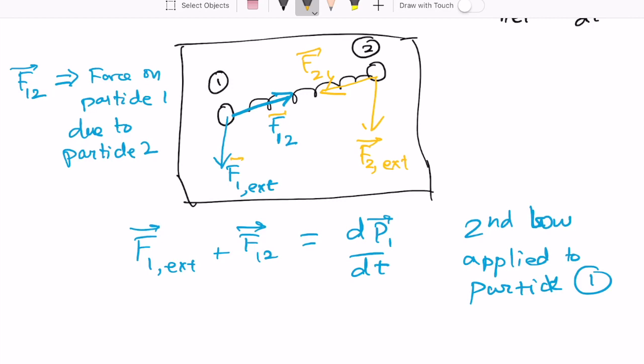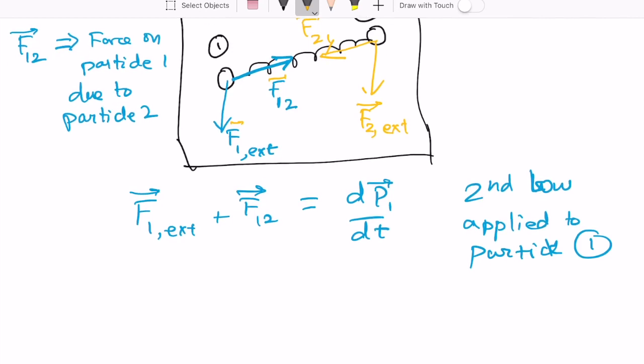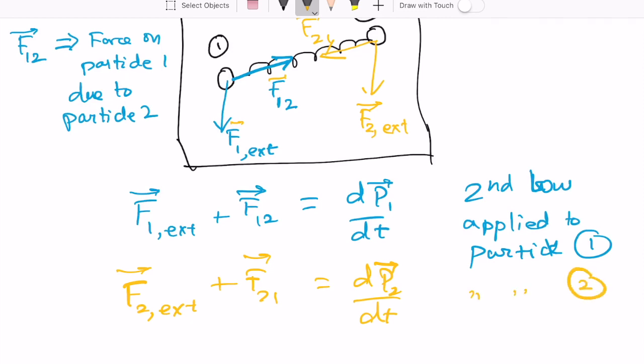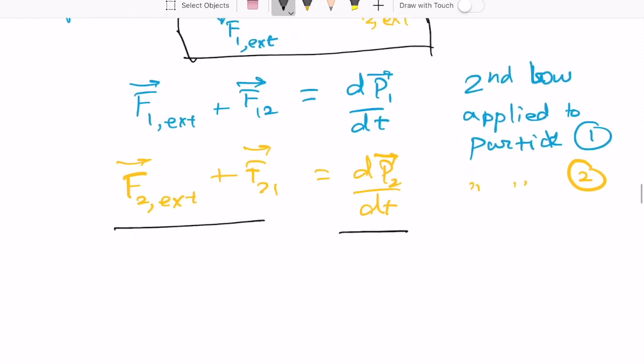Okay. So Newton's second law applied to particle number 2 is very similar. F2 external plus F21 is equal to dP2/dt. And this is the same thing applied to particle number 2. So we have two equations which we got by applying Newton's second law to these two particles. Now let's just add up these equations and see what we get.